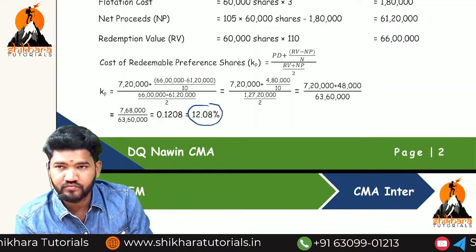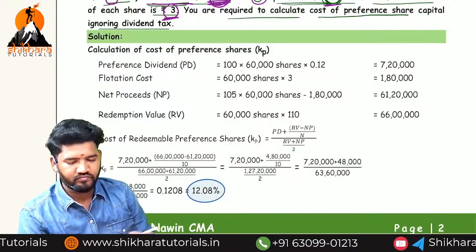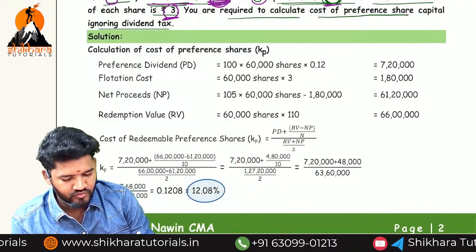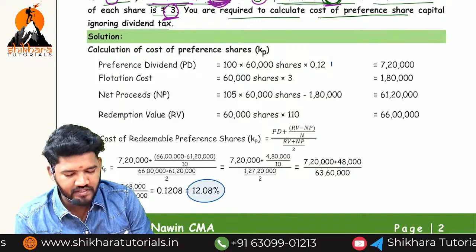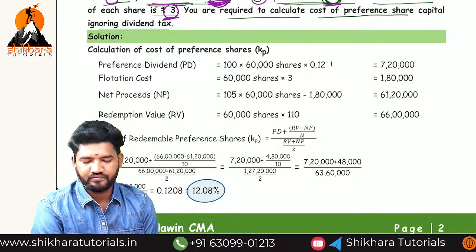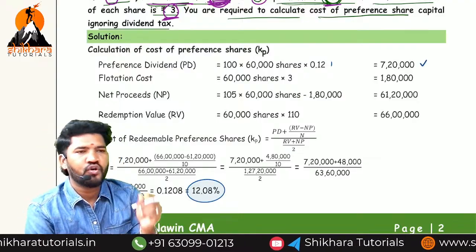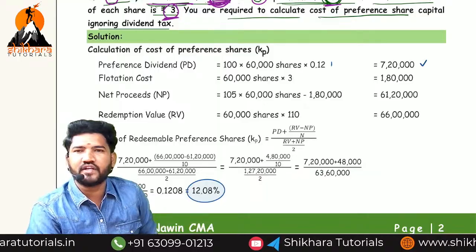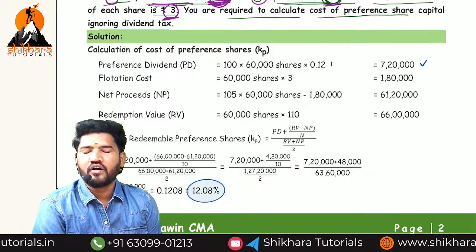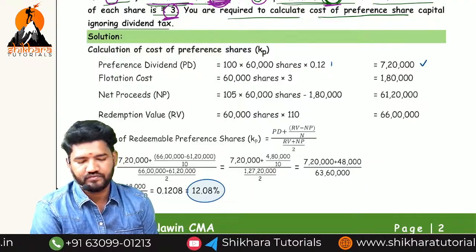Guys, clear? Now you can observe what they consider. 12 into 60, please calculate 12 into 60,000. 7 lakh. So instead of 12 rupees, you have to consider 7 lakh 20,000 as the preference dividend. Repayment value 110, 110 into 60,000 shares.